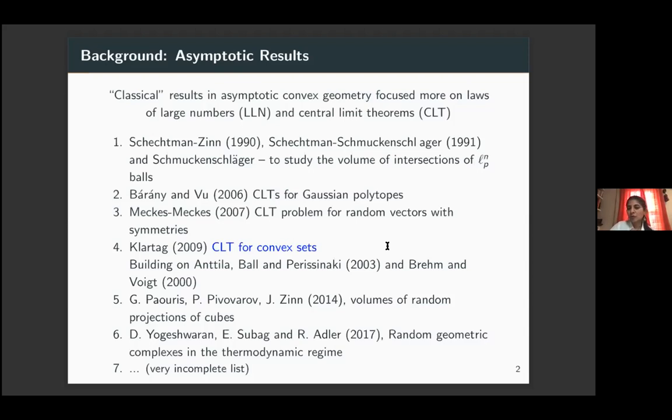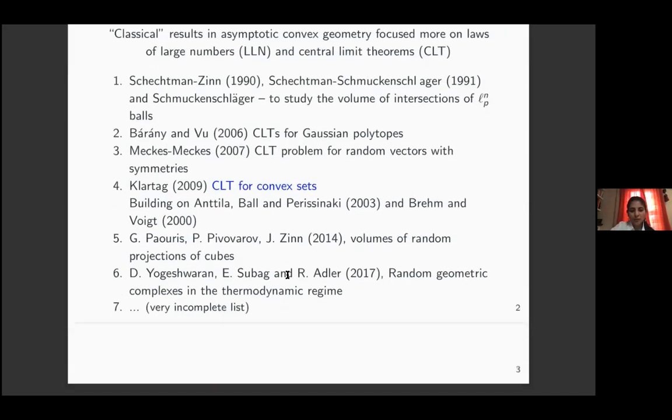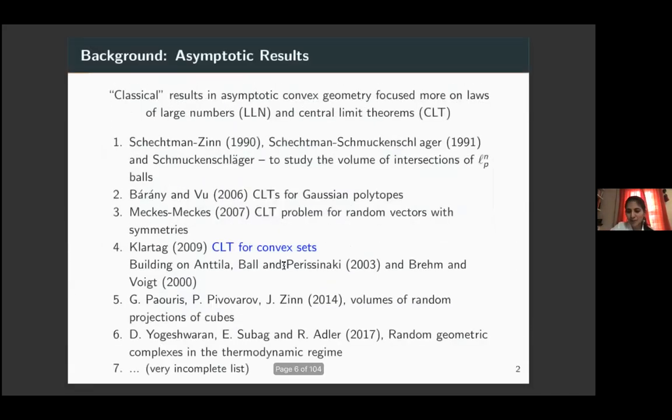Then Barany and Vu talk about CLTs for Gaussian polytopes. Meckes is looking at the CLT problem for random vectors. Klartag and the CLT for convex sets, of course, building on previous work of Anttila, Ball, Perissinaki, Brehm, Voigt, and many others, going back to Sudakov and all. And then there's been Paouris, Pivovarov, Zinn, looking at volumes of random projections of cubes and CLTs, and so on. So it's a very incomplete list, but there's a lot of work that has been done in looking at CLTs, and many that I've missed, of Thaele and other people as well, also in the last 5 years.